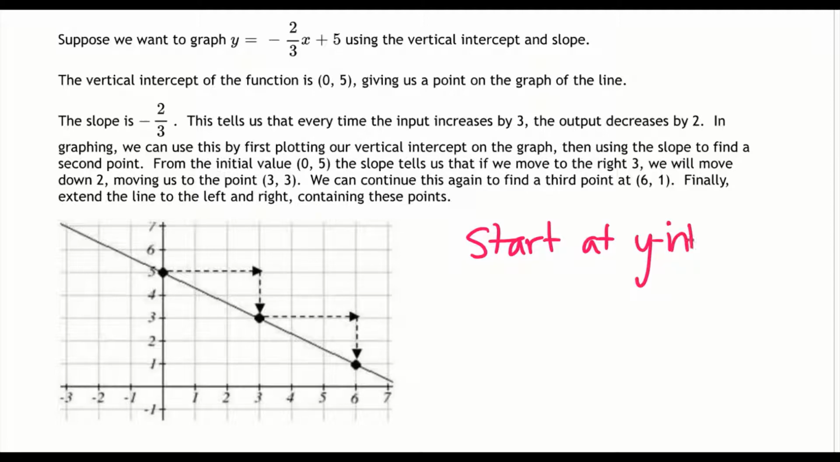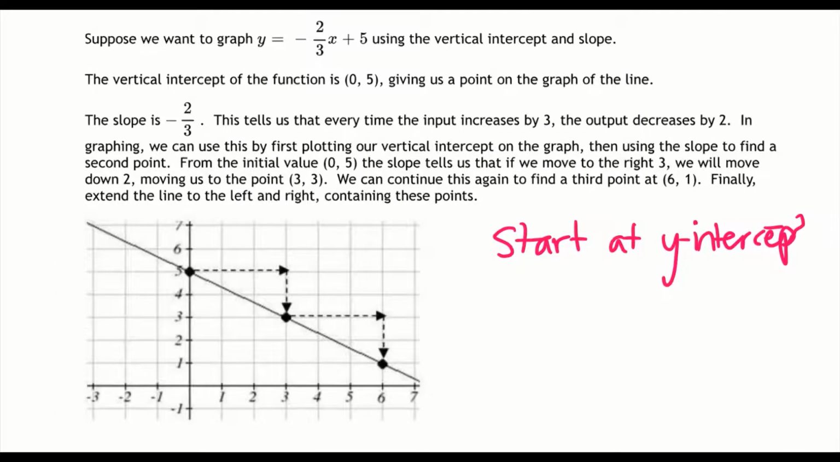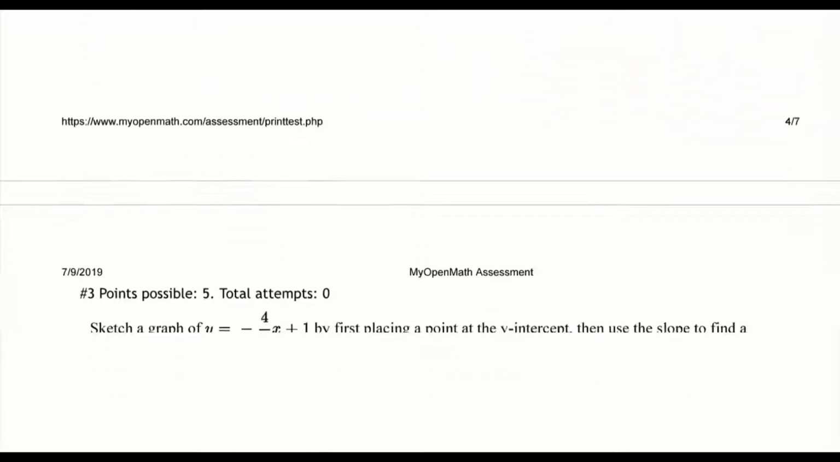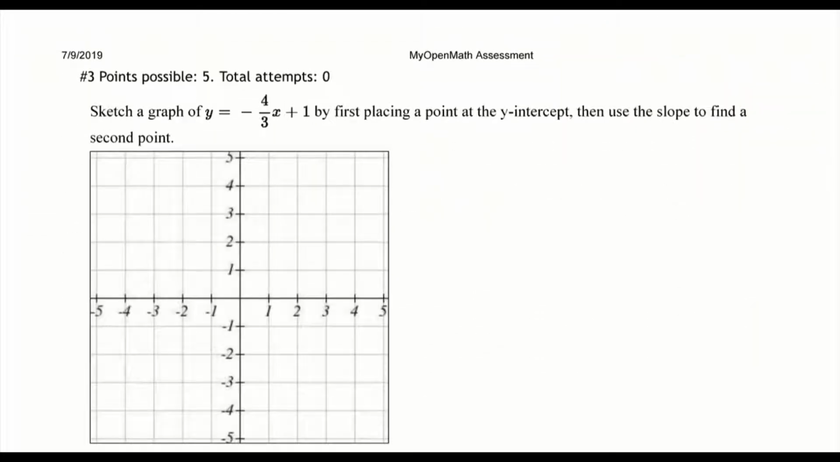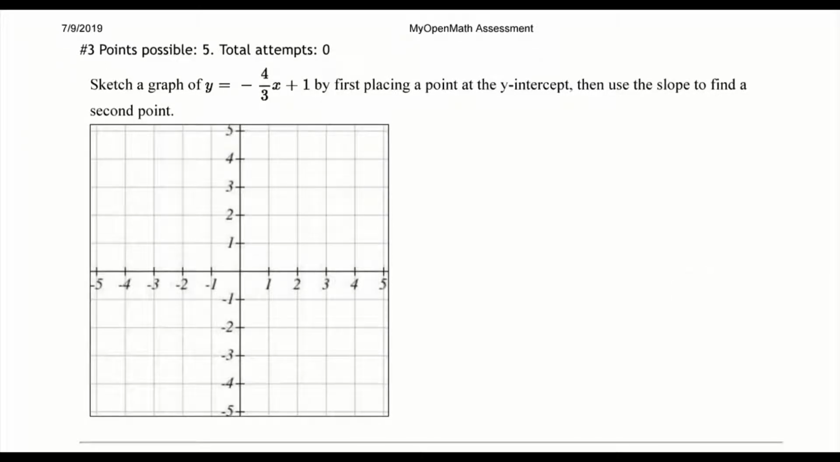So when you're graphing the line, you always want to start at the y-intercept and then use the slope to tell us where the next points are going to be. So let's sketch y equals negative 4/3 x plus 1. First, place a point at y-intercept, so that'd be the 1. And remember, it's on the y-intercept.